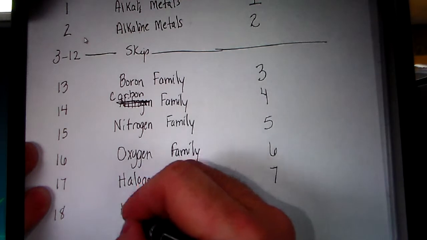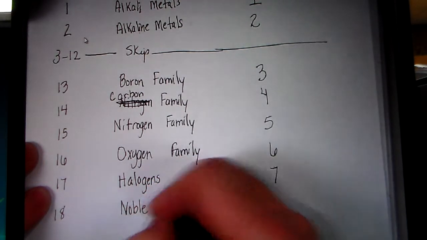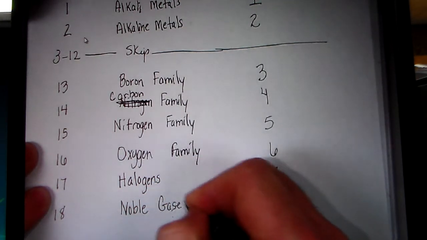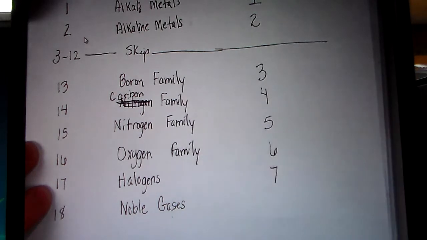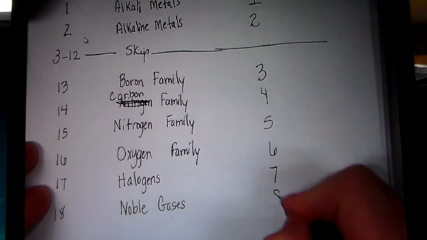And then 18 are the noble gases. And noble means they do not react. They think they're better than everyone else. No, they don't have emotions. They don't really have personalities. But they do not react. So they're considered noble.